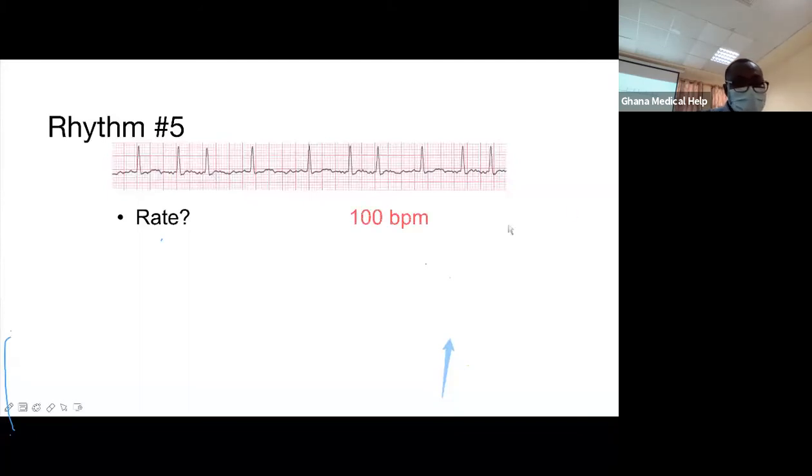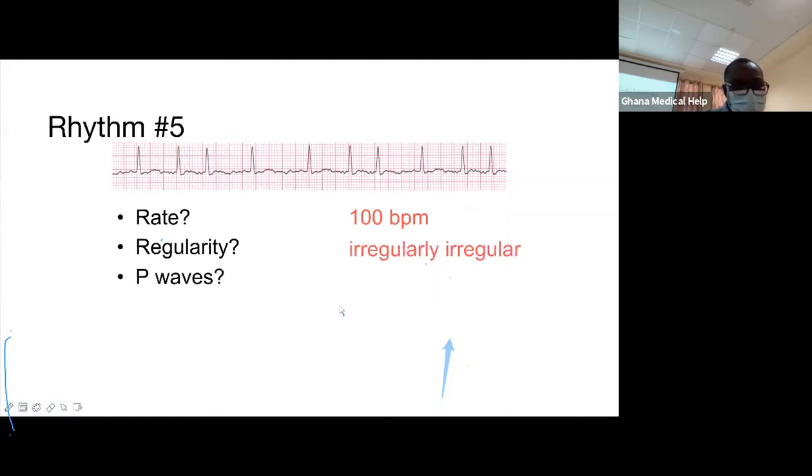And so that one, if you count, you realize that this is about 100 beats per minute. The next one was the regularity. Regularity, we said, if you watch from here to here, it's different from there and it's different from there. So it's irregular. You see that? The next one is the P waves. We cannot see P waves. The PR interval. Anytime you don't see a P wave, obviously you can't tell a PR interval.